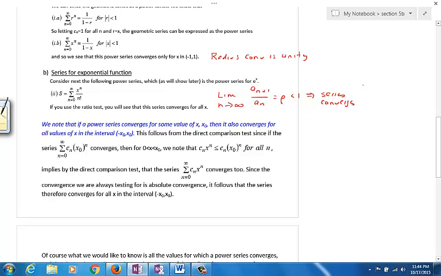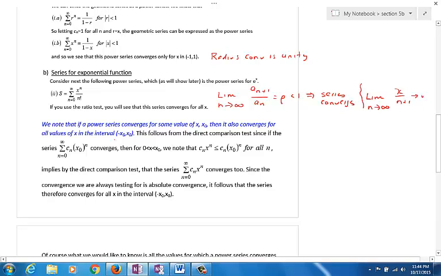And when you do this test, what you'll see is that you're taking the limit as n goes to infinity, and this will end up being x over n plus 1, which clearly goes to 0 for any x. So this shows us this power series converges for all values of x. And so here the power series is not dependent upon what the value of x is. Okay.